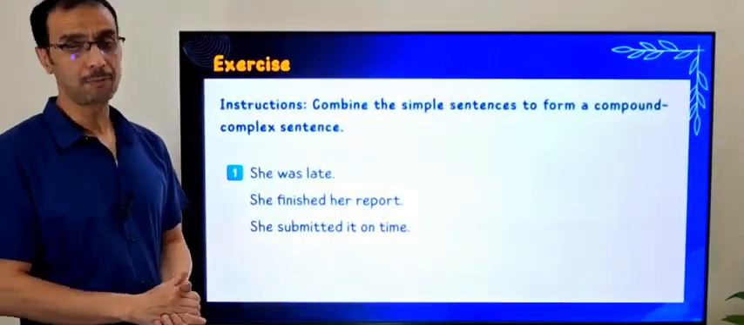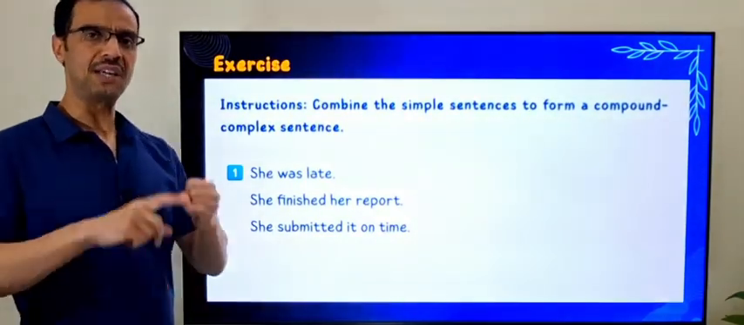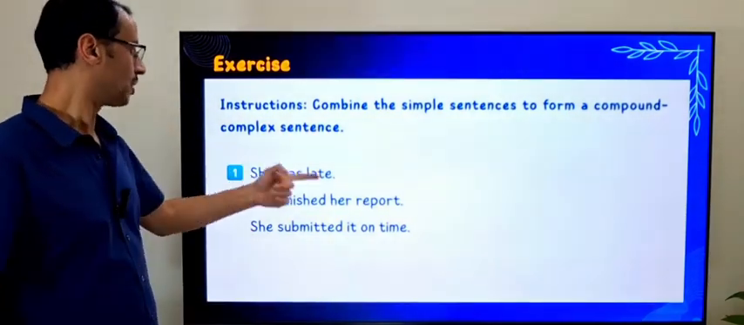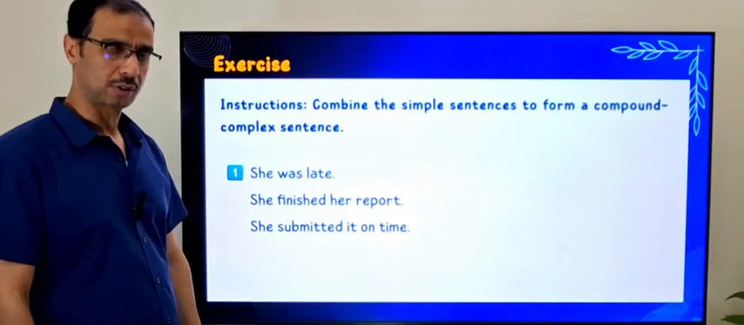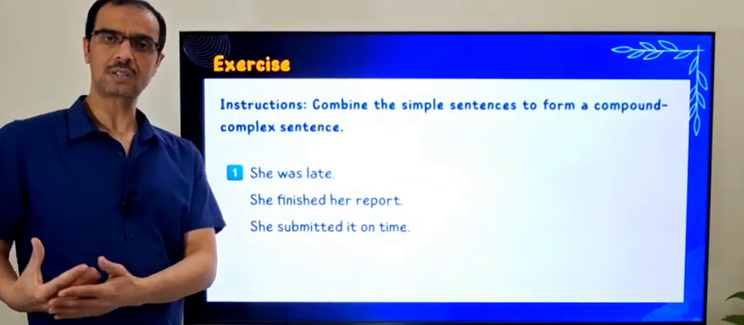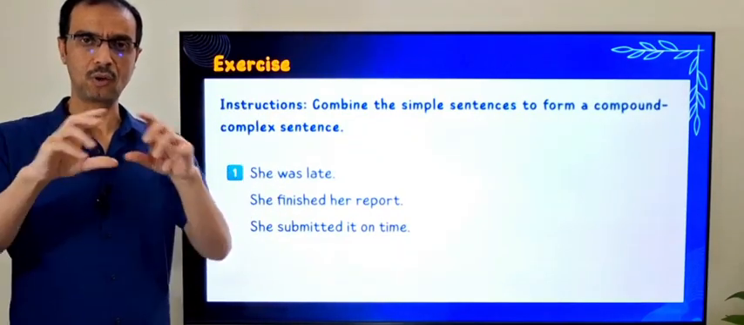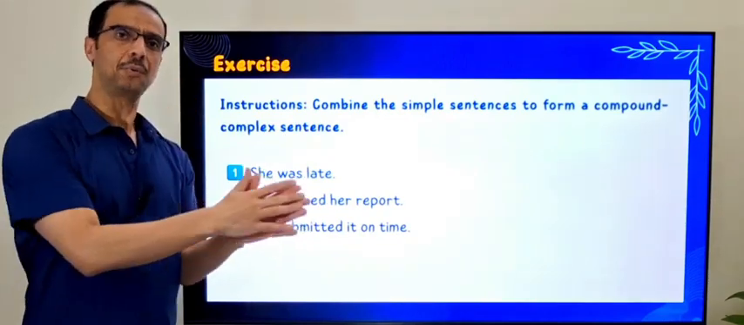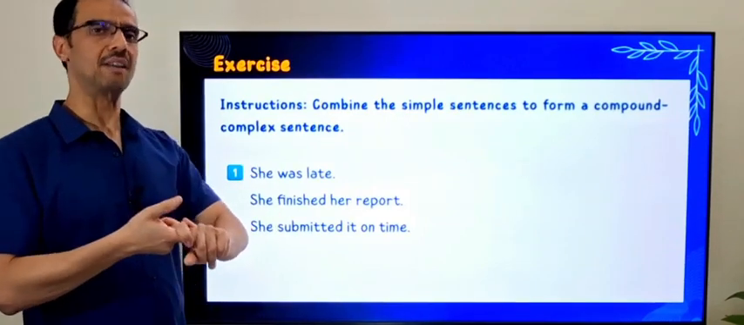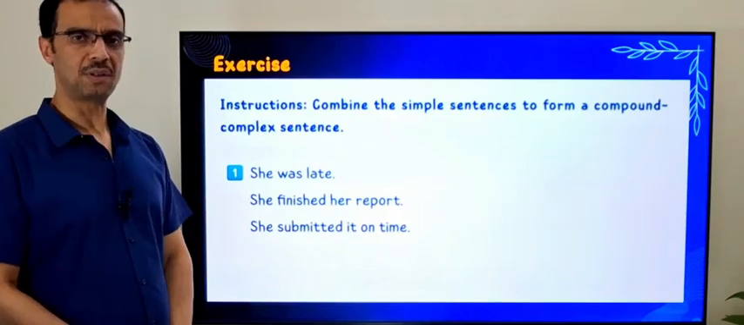Now, it is your turn. You have to practice. We have three simple sentences. We need to connect them using a subordinating conjunction and a coordinating conjunction. She was late. She finished her report. She submitted it on time. This language is for those who are still level 1 or 2. But if you want to write long sentences, if you are level B2, for example, or advanced level in English, this is not a good way to write. So you have to connect them better. What do you think these three sentences will be if we join them? Let's see.